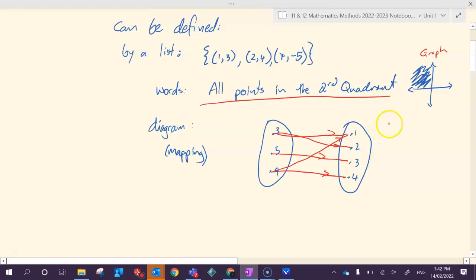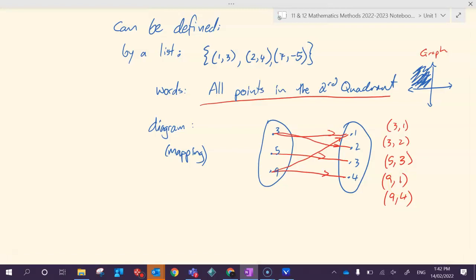So what does that mapping show? The point 3 got mapped onto the point 1, or it got mapped onto the point 2. 5 in the input gets mapped onto 3 in the output, and finally 9 could be mapped onto 1, or 9 could be mapped onto 4. You can see 1, 2, 3, 4, 5 lines, 1, 2, 3, 4, 5 points. The mapping, or the set of coordinates, all showing relations. Okay, so that's what relations are.